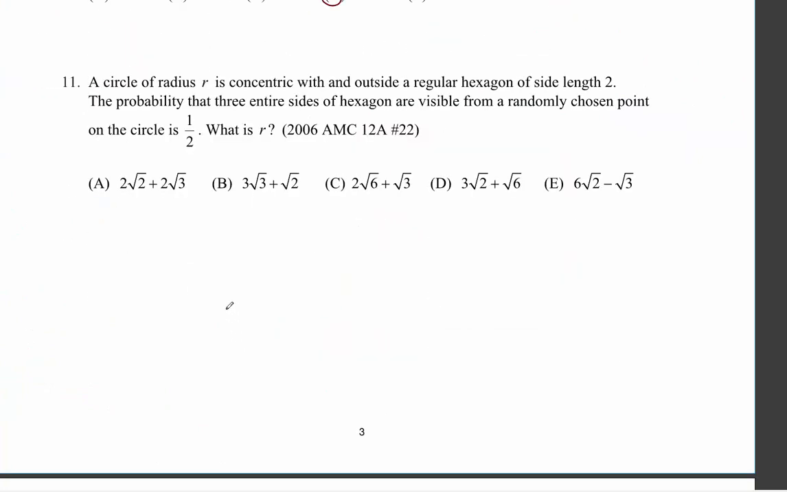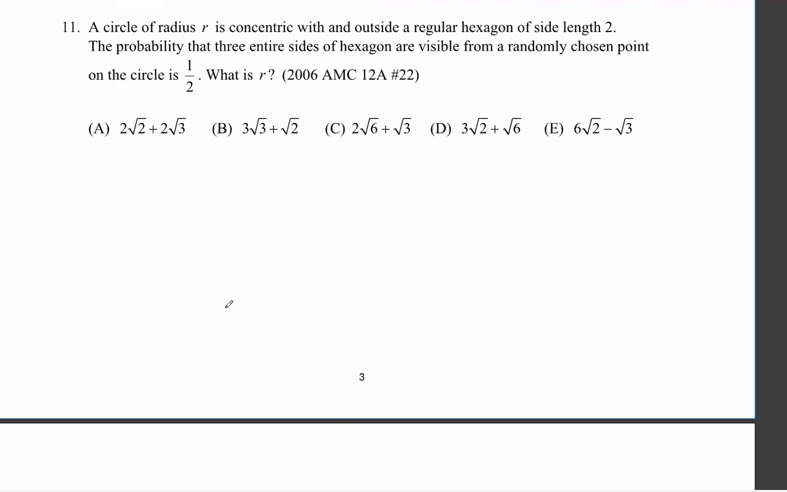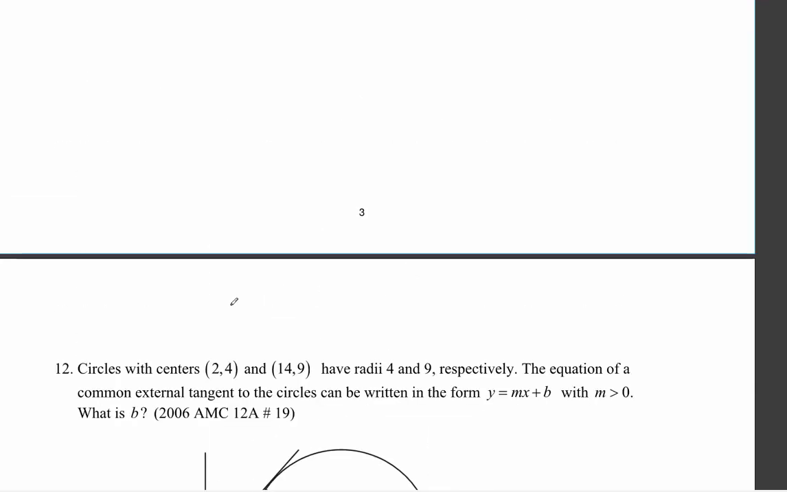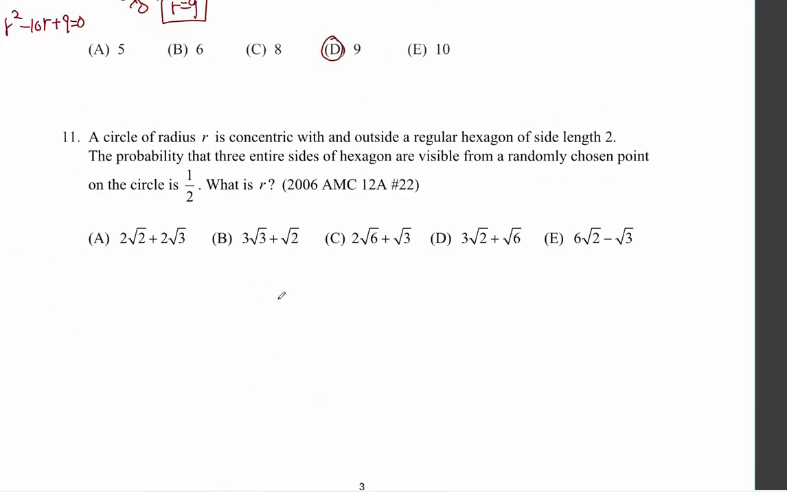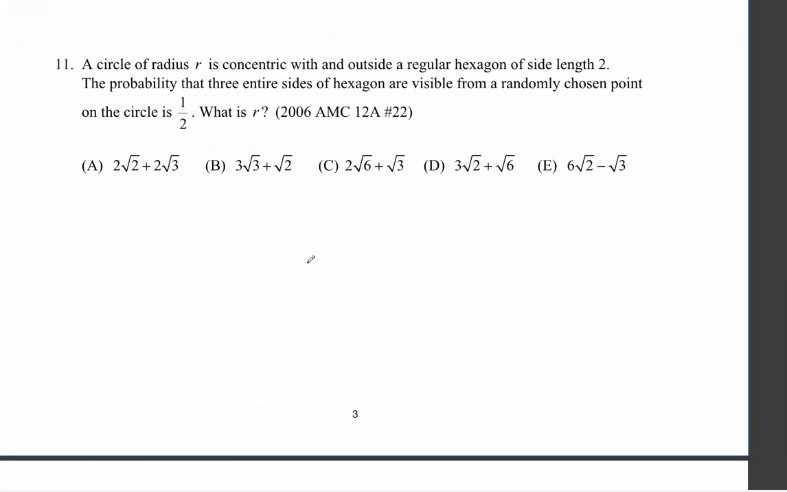A circle of radius r concentric with and outside the regular hexagon of side 2. There's no figure. Oops, no figure. Alright, regular hexagon of side 2, the probability that 3 entire sides of the hexagon are visible from a randomly chosen point on the circle is 1/2.